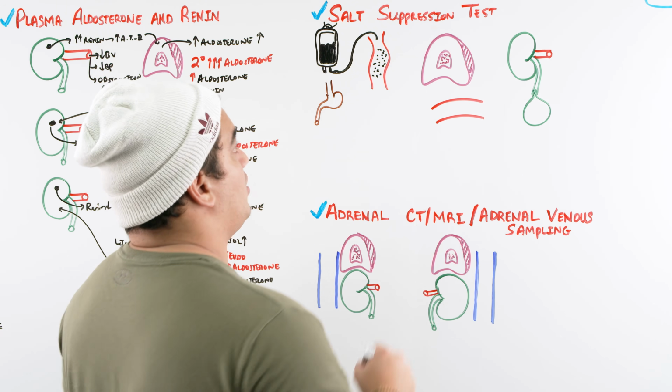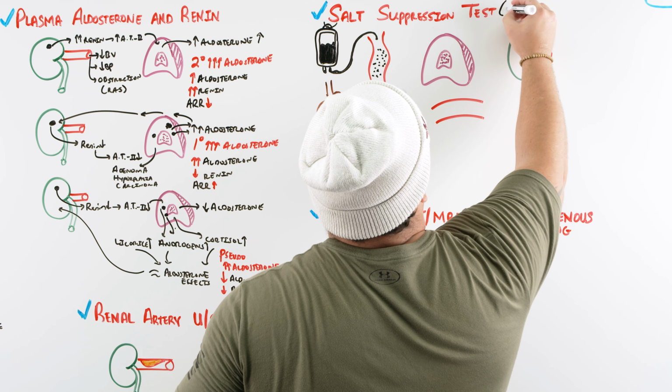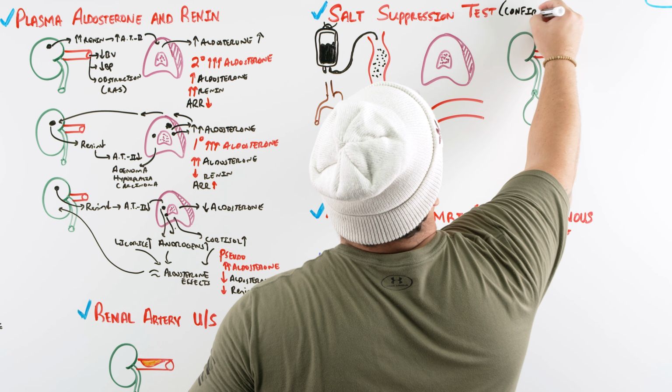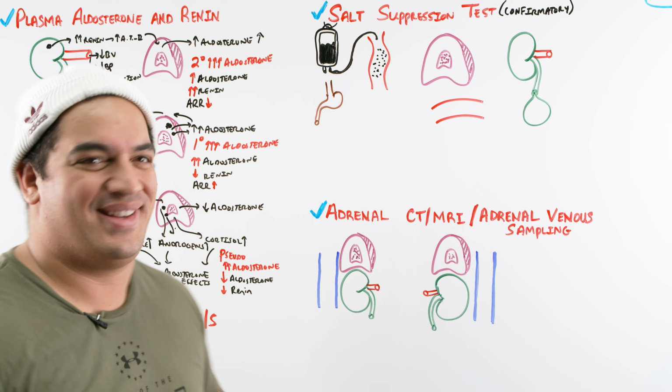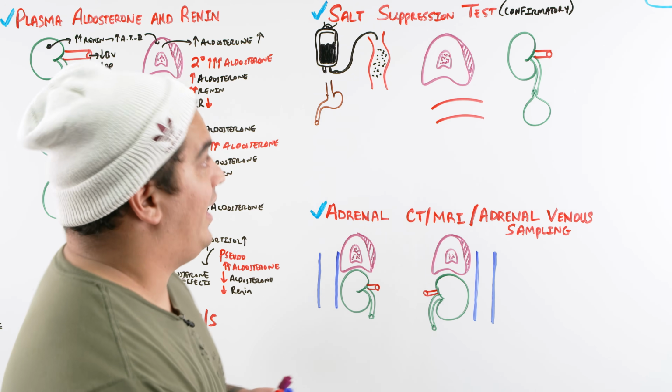And so we'll do something called the salt suppression test. I want you to think about this as a confirmatory test, if you will. It's just adding some confidence to the diagnosis of the aldosterone and renin ratios.